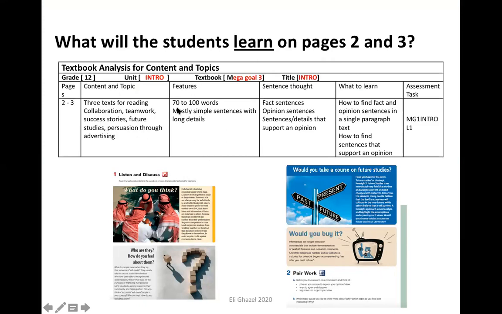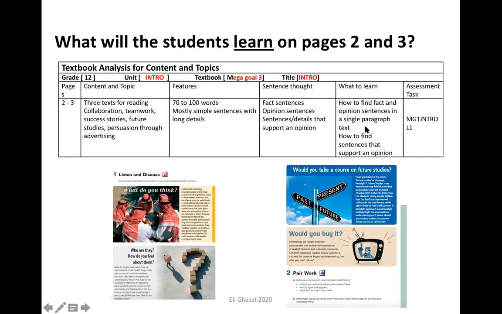Well, the text would have 70 to 100 words, and the sentences would be mostly simple sentences, but some of the details in the sentences might be very long. What kind of sentences are we learning? We are learning about fact sentences, opinion sentences, and sentences or details that support an opinion. So what is the focus of the learning here? The focus of the learning is how to find fact and opinion sentences in a single paragraph or text, and how to find sentences that support that opinion.